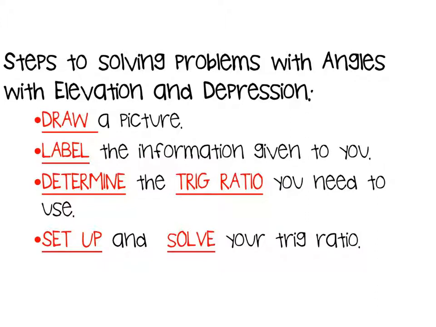Now, the steps to solving problems with angles of elevation and depression are just like what we've been doing with our right triangle trig. But let's look at the few steps that we need to do. First, we need to draw a picture. A lot of times when you get one of these problems, you're not going to have a picture, so you need to draw that. Then you need to label the information that has been given to you. Next, you need to determine the trig ratio you need to use. Are you going to use sine, cosine, or tangent? And lastly, we're going to set up and solve your trig ratio. So let's get started on a couple of examples.